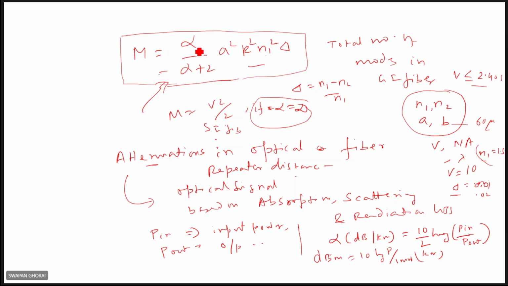Anyway, after solving all those things we have seen last time, ultimately we'll get the number of modes in GI fibers. It is alpha by alpha plus 2, a squared k squared n1 squared delta. Alpha, we have seen it, is the parameter that determines the shape of the profile. Generally, if alpha is not mentioned, you can assume alpha equal to 2. That means the parabolic profile. a is the fiber core radius. k is the propagation constant 2 pi by lambda. n1 is the refractive index of the core, and delta is the fractional index difference, that is n1 minus n2 upon n1. Right, and if alpha equal to infinity, I told you these relations will convert into the modes in SI fibers. Right, so these things we have seen.